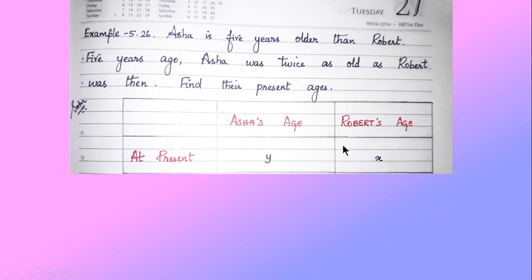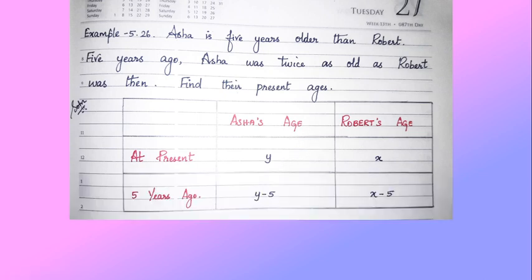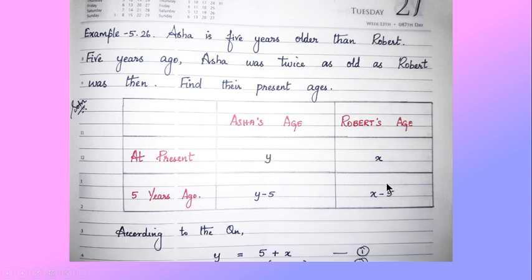And again, Asha's age is also not given. That's why we are assigning her age as y. So what happens 5 years ago? Just 5 years ago means before 5 years, right? So we have to subtract 5 from Asha's age, as well as subtract 5 from Robert's age.